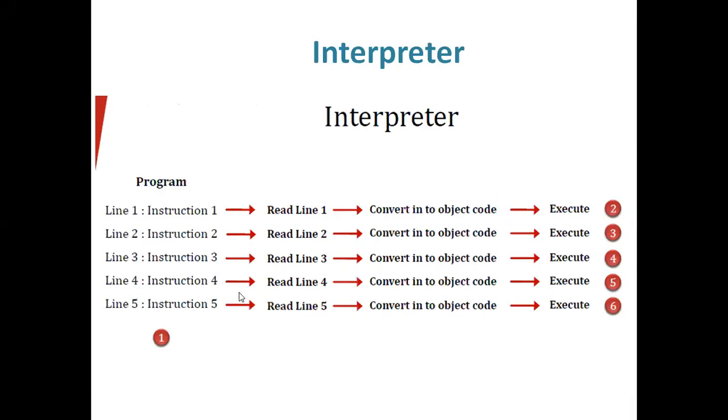We will see this in an example. Here is the program, this is the source code, and there are 5 instructions. The interpreter will read the first instruction, convert it into object code, and then execute it. Then it will go to the second instruction, read the second line, convert it into object code, and then execute it. It will perform the same operation for all the instructions present in the source code, so it is not generating a separate file. The interpreter is also used in some languages like BASIC for the purpose of translation.